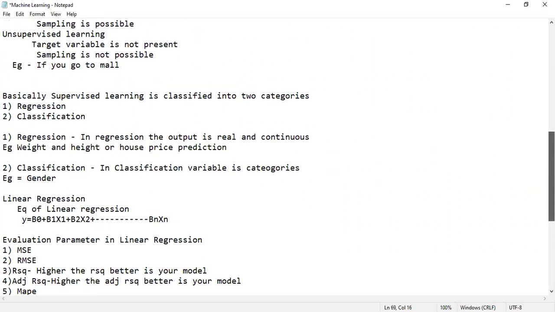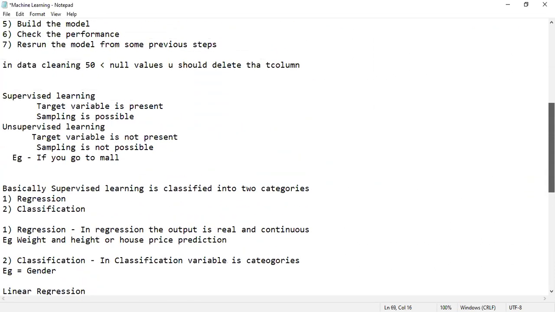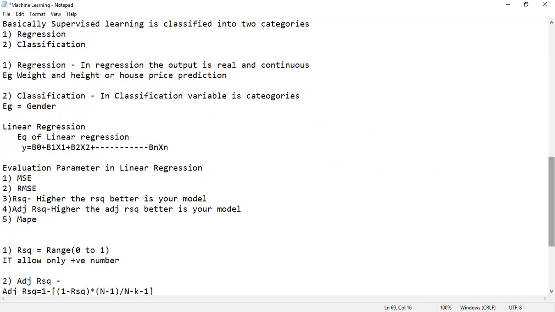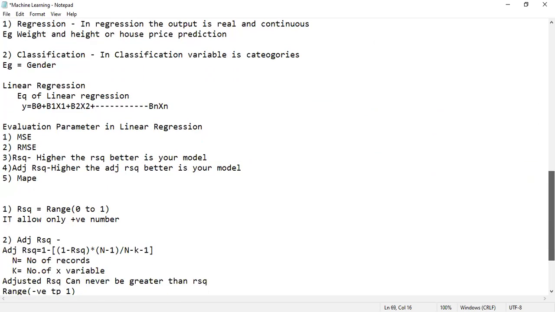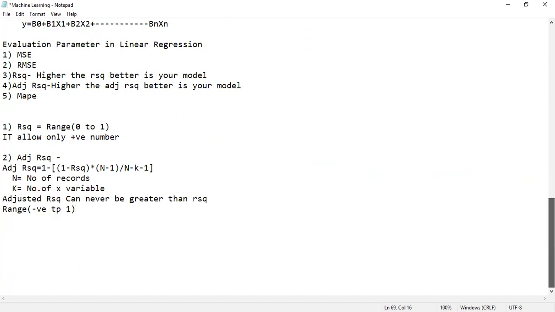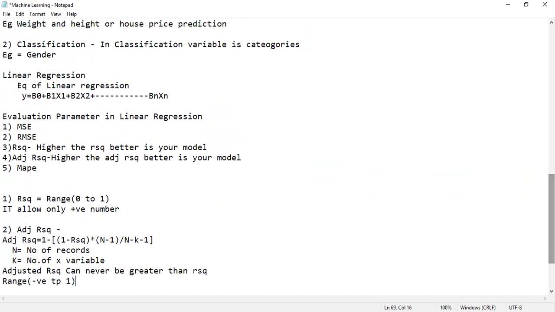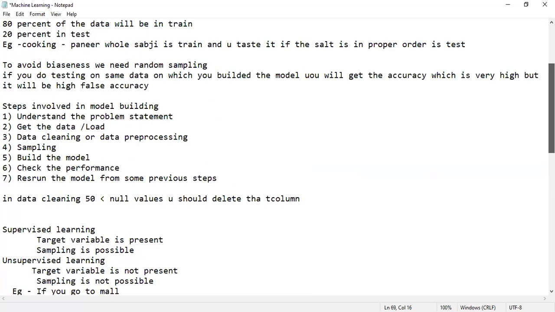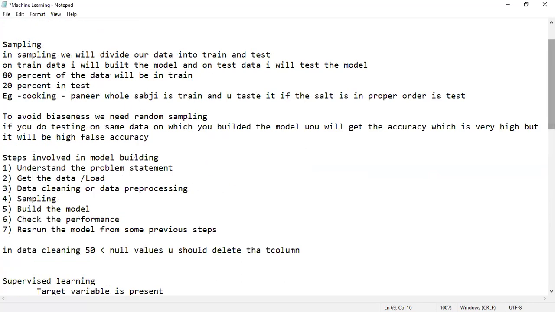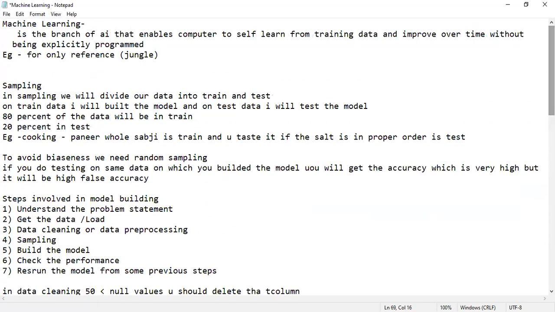In the previous lecture we studied regression. We are learning about regression, and we have covered two evaluation parameters in linear regression, that is R square and adjusted R square. In the previous lecture we covered a lot of things. If you haven't watched the previous lecture, I suggest you watch the previous lectures as they will give a thorough understanding of the topic.